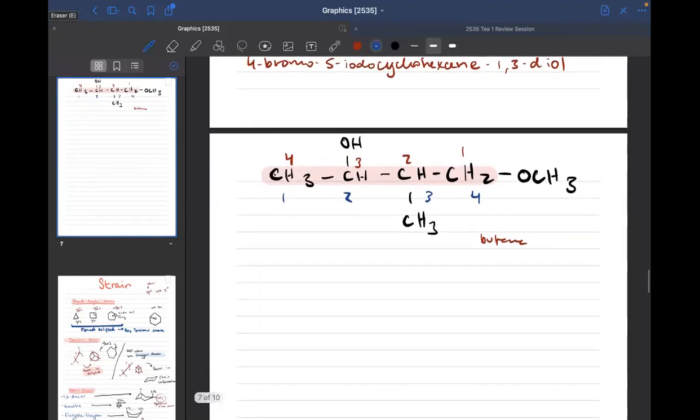So it's going to be, all right, 4-methoxy, 3-methyl, butanol. Oh, butan-2-ol. See, there you go. That's the name. So hopefully this gives you a little more practice.